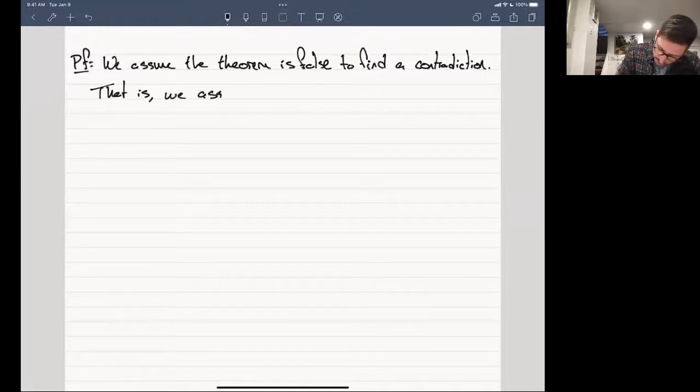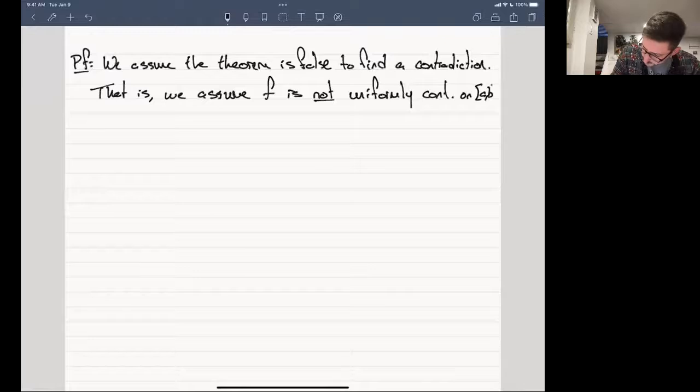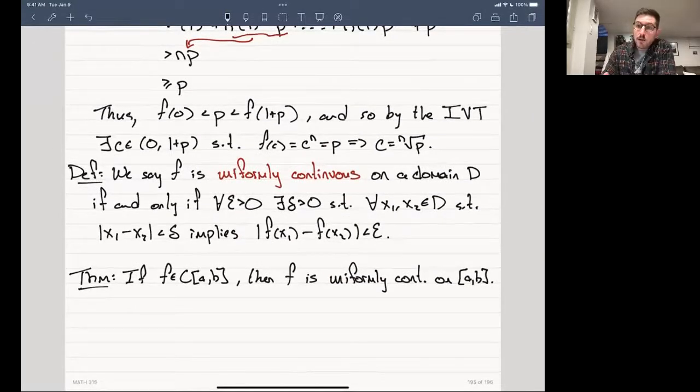Okay, so we assume f is not uniformly continuous on the interval AB. So it's a continuous function, but we're assuming that it's not uniformly continuous. Hence, if we think about inverting the logic of these things, if we look at the definition, all of the for every or for alls turn into there exists, and all of the there exists turn into for every or for all. So if we just logically negate this, it says there exists an epsilon greater than 0, such that for every delta greater than 0, there exist elements of the domain x1 and x2, such that if those elements are smaller than delta, we have that their images are bigger than or equal to epsilon.